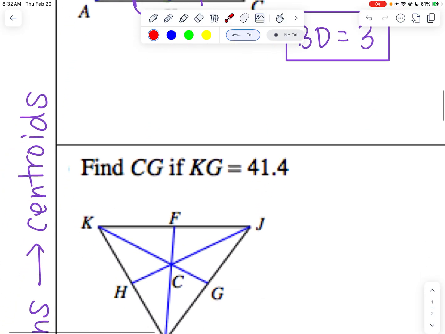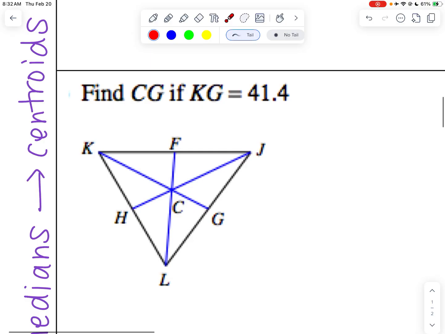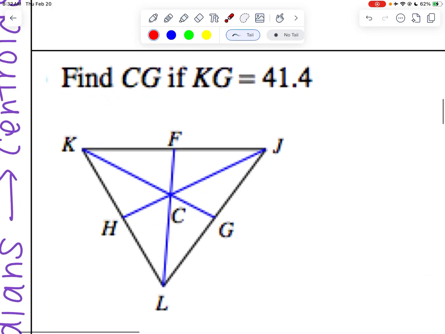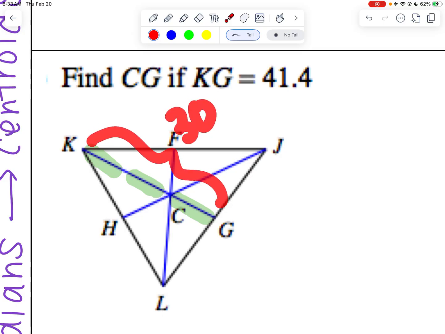So let's take a look at this one down below. It says that K to G is 41.4. So I'm going to go ahead and I'm going to highlight my pieces. So it doesn't make sense for that to be 1 and that to be 2. This is your 1 piece, and then this is your 2 piece. The longer one will be the 2, and the shorter one will be the 1. Okay, now I'm just making up numbers again. If this whole thing is 30, then it would be 10 here and 20 there.